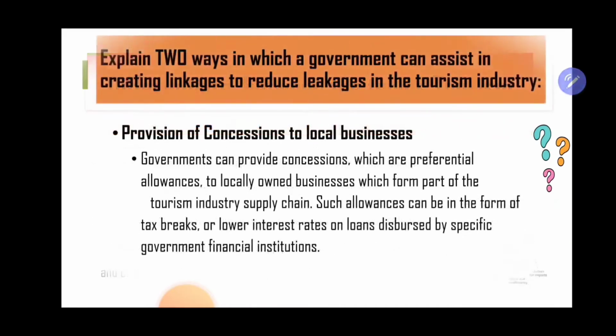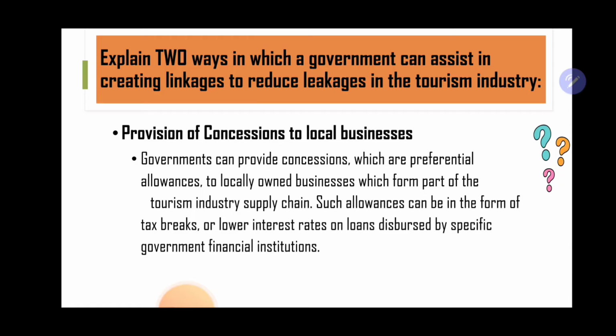Next question. Explain 2 ways in which government can assist in creating linkages to reduce leakages in the tourism industry. So 1, provision of concessions to local businesses. How can the government do that? Provision of concessions to local businesses.